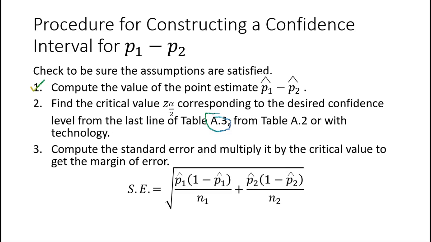We found our critical value. Now we want to compute the standard error. We've got this crazy looking square root thing that we're going to put in there, but remember we've already figured out what P1 hat is, so we know what that and that are. We know N1, the sample size for our first sample. We already computed this one, and we've got that as well. So we have everything that we need. We just need to put it in the calculator correctly.